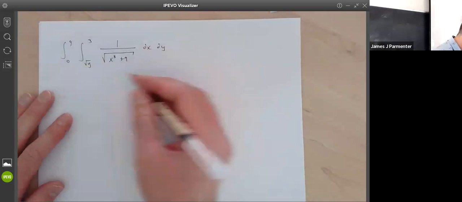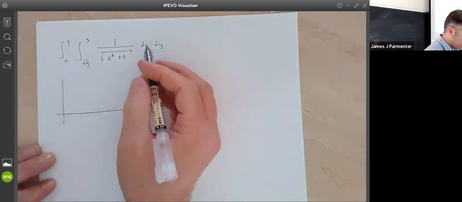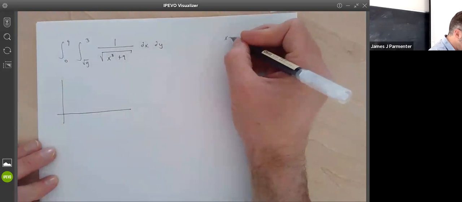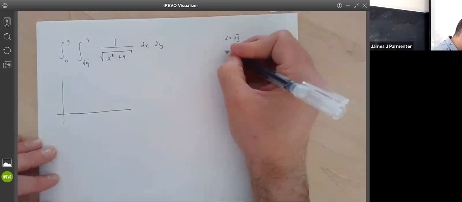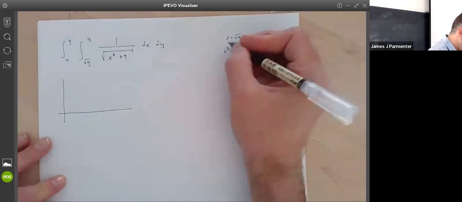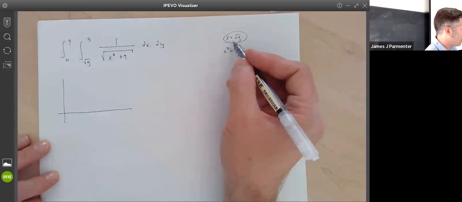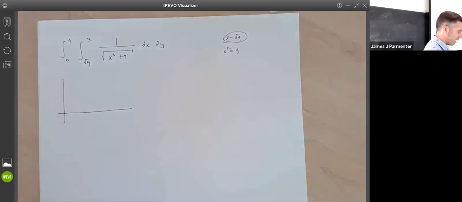So let's figure out what our region looks like. We're going from x equals root y. I'm not good at graphing. I'm going to square both sides. That's y equals x squared. Except it's actually only the right-hand side of it, because if x equals the square root of y, x has to be positive. Right? You can't have a square root of something and get a negative result.